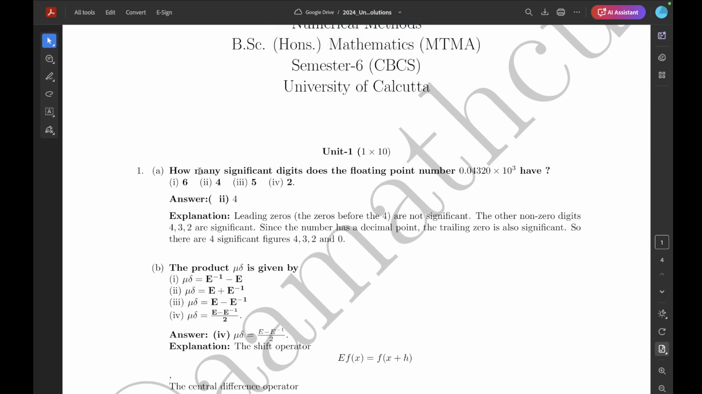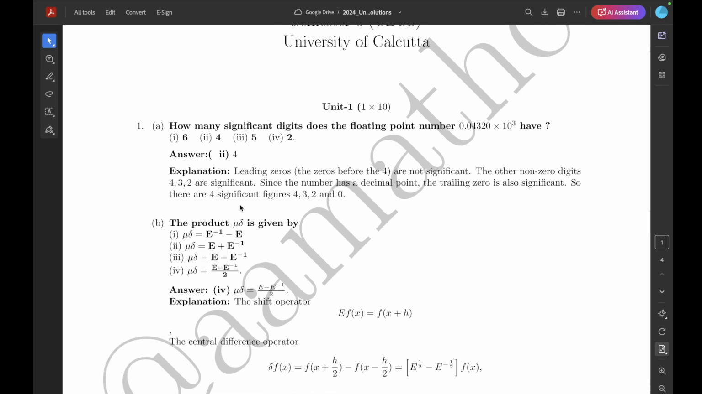Question 1A, how many significant digits does the floating point number have? Correct option is 2, 4. Because in this number, the 4, 3, 2 and this trailing 0 are significant, but this leading 0 is not significant. So there are 4 significant figures, 4, 3, 2 and 0.